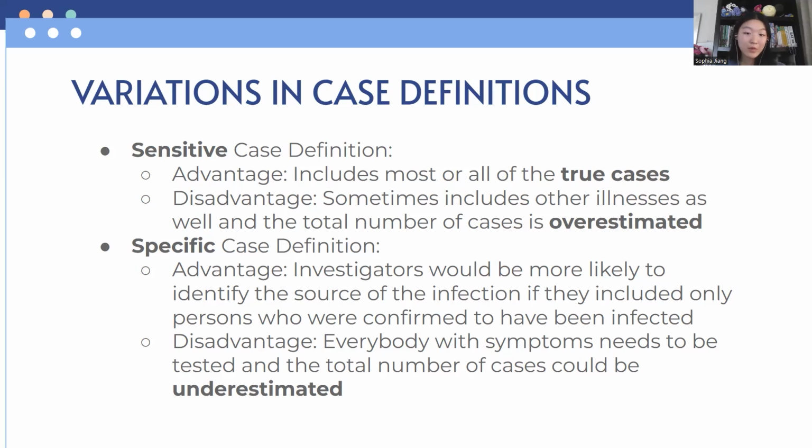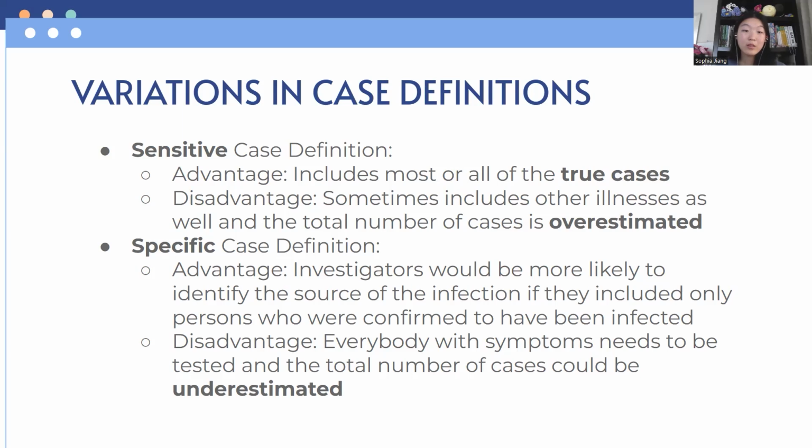Now, a specific case definition, on the other hand, the advantage is that investigators would be more likely to identify the source of the infection because they're only going to include people who are confirmed to have been infected. The disadvantage is that everybody with symptoms needs to be tested and the total number of cases will be underestimated.